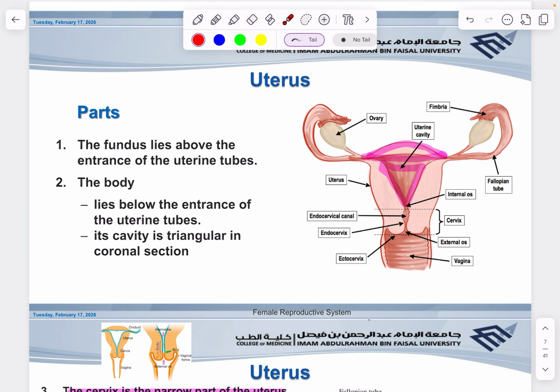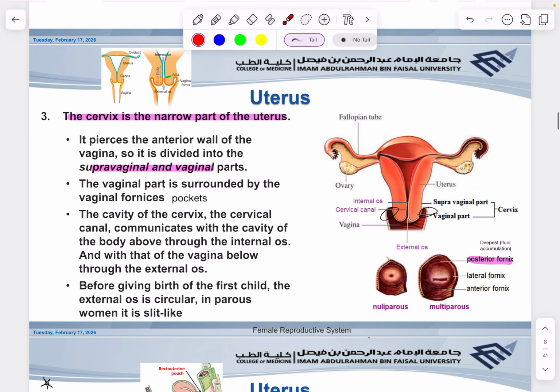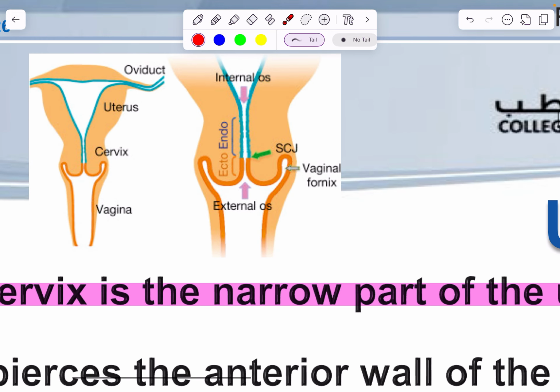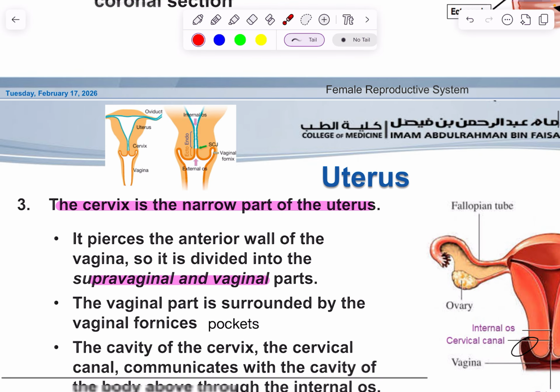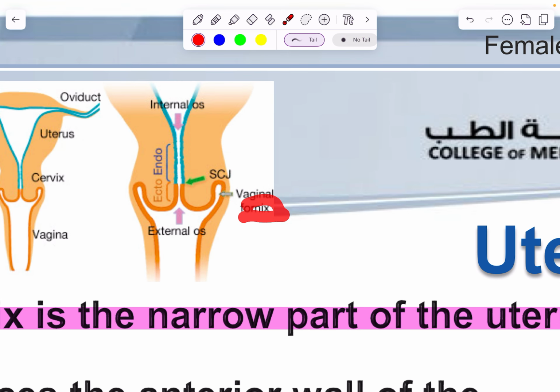As we said, the fundus is above the entrance of the uterine tubes. It's going to be here. The body is below the entrance and triangular in cross section. Coming to the cervix, it's the most narrow part, roughly here. This picture may be clearer. The endocervix and the ectocervix are the same as the supravaginal part and the vaginal part. As you can see here, the vaginal part is surrounded by pockets, the fornices. They surround it anteriorly, posteriorly, and laterally, though the lateral ones are the clearest here.